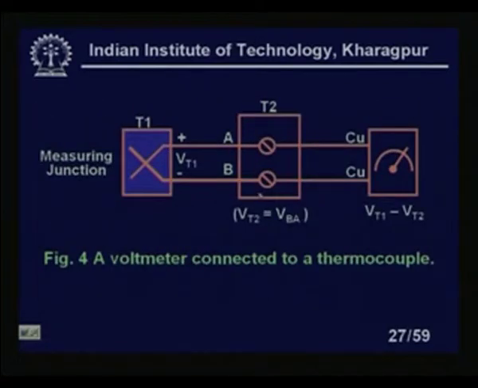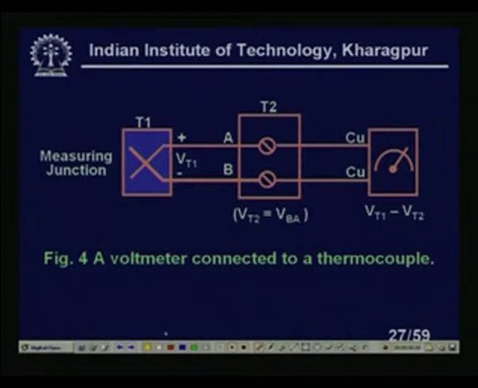You see here, I have a thermocouple with material A. Let me take this one. This is metal A, an alloy A, and this is alloy B. This is the measuring junction.